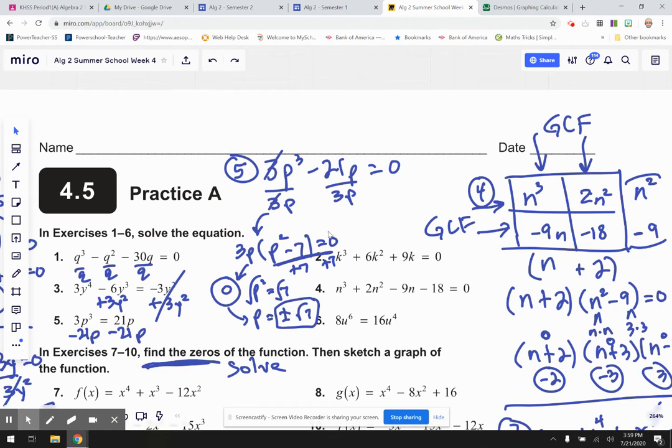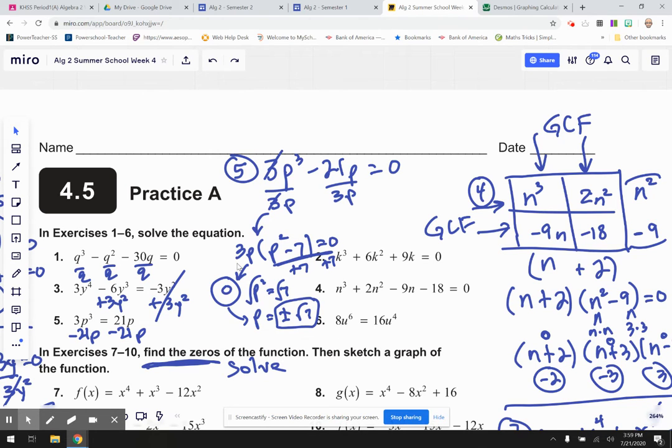So I need to solve this equation. So I add 7 to both sides. I get p squared equals 7. Square root it, and you get plus or minus radical 7. So 0 is one answer, positive radical 7, and negative radical 7 are your other two answers.